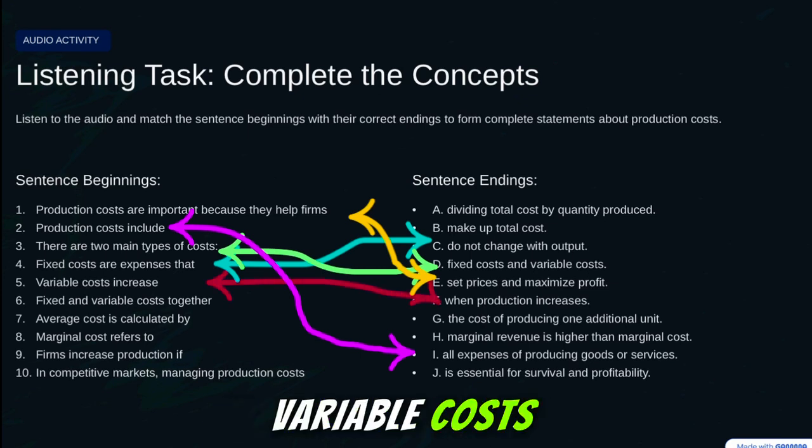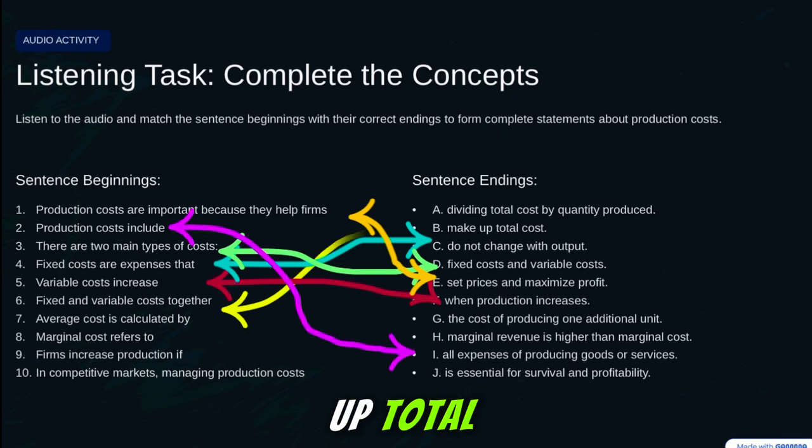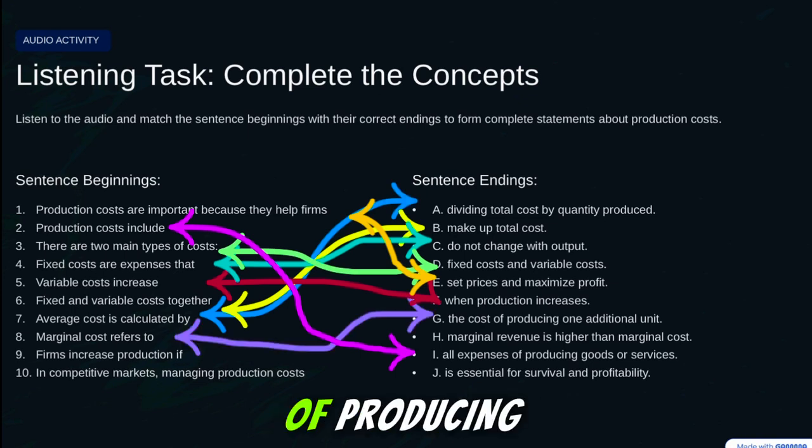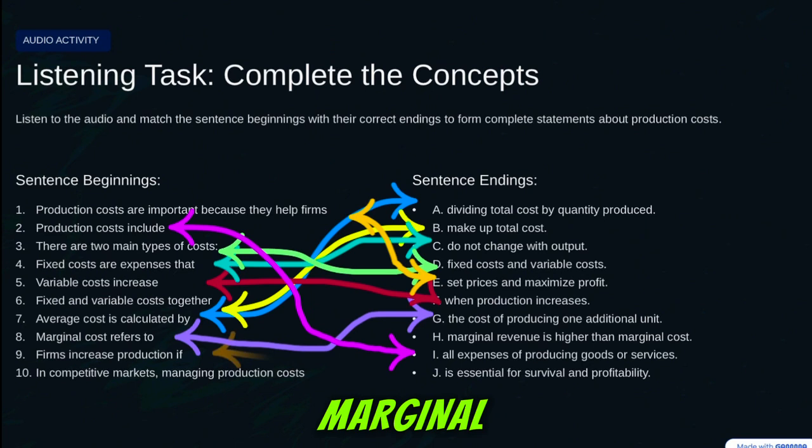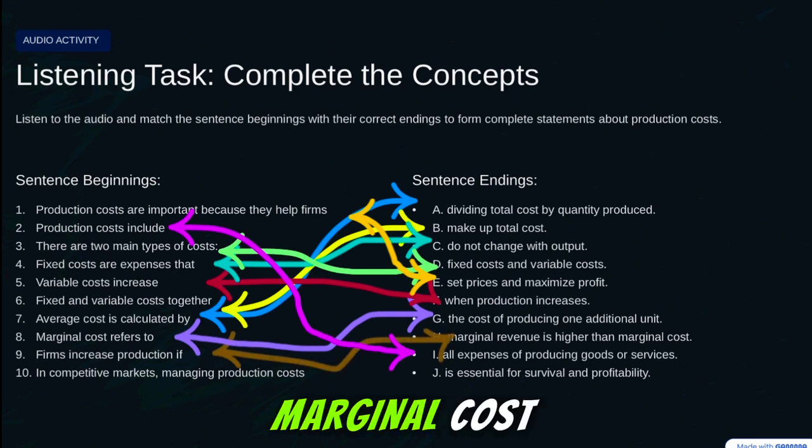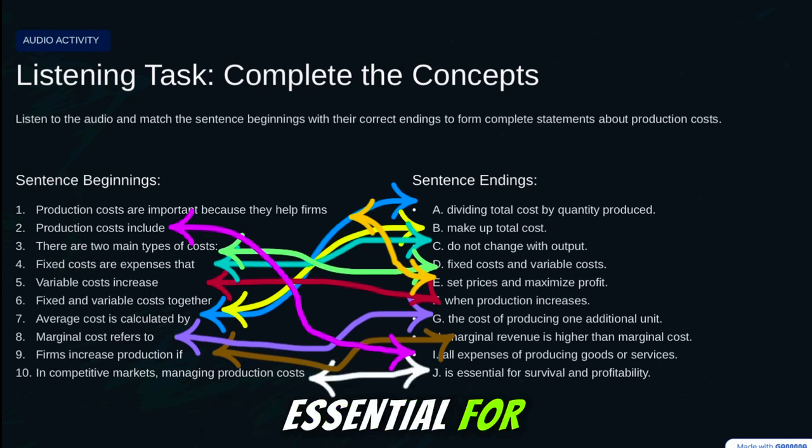Fixed and variable costs together make up total cost. Average cost is calculated by dividing total cost by quantity produced. Marginal cost refers to the cost of producing one additional unit. Firms increase production if marginal revenue is higher than marginal cost. In competitive markets, managing production costs is essential for survival and profitability.